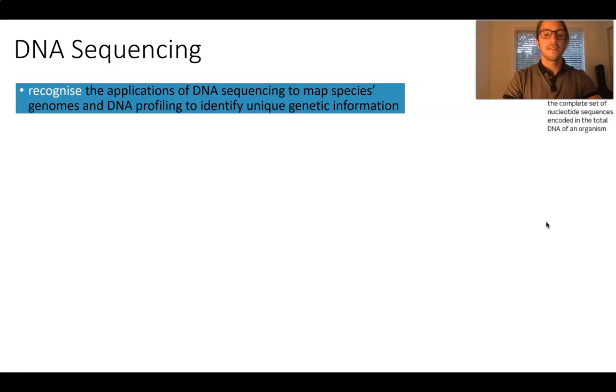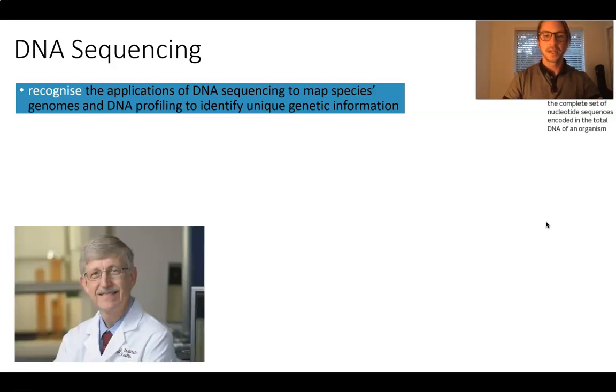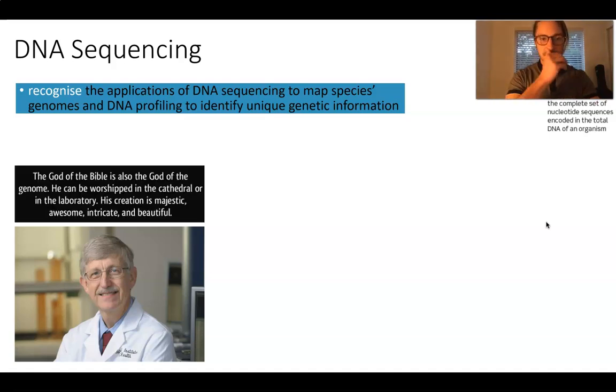The human genome was mapped and completed in 2003 after a many-year international effort that began in 1985, and it was led by this man. Do you recognize him? His name is Dr. Francis Collins, and you may recognize him because we've included a few quotes from this man throughout the course of these videos. He is a Christian, and here's one of the quotes from the very beginning that you may recognize. He said, "The God of the Bible is also the God of the genome. He can be worshipped in the cathedral or in the laboratory. His creation is majestic, awesome, intricate, and beautiful."